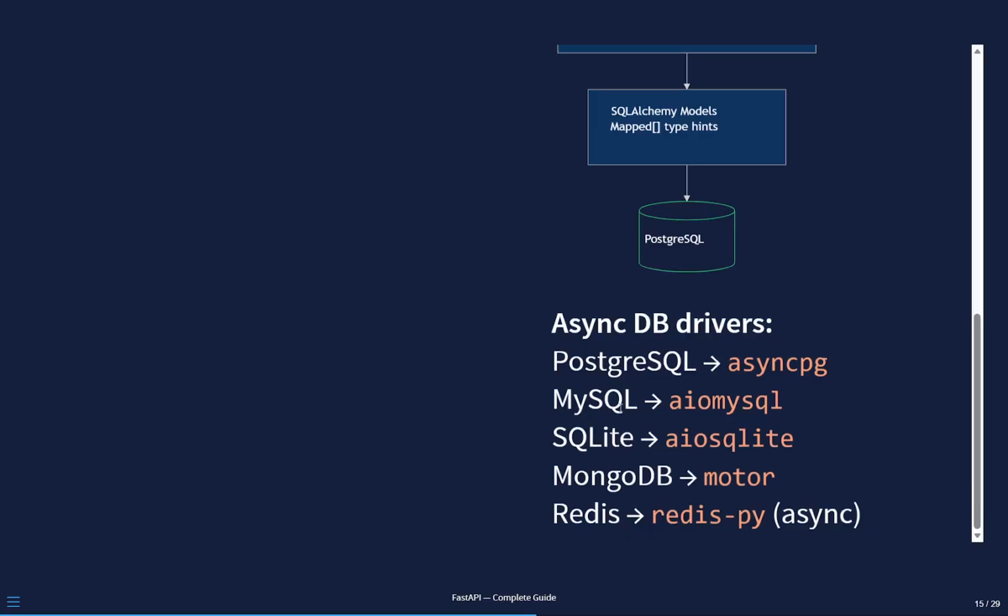Click. The async driver choices at the bottom. PostgreSQL uses asyncpg, the fastest async PostgreSQL driver in Python. MySQL uses aiomysql. SQLite uses aiosqlite. For NoSQL, Motor for MongoDB and redis-py in async mode for Redis.